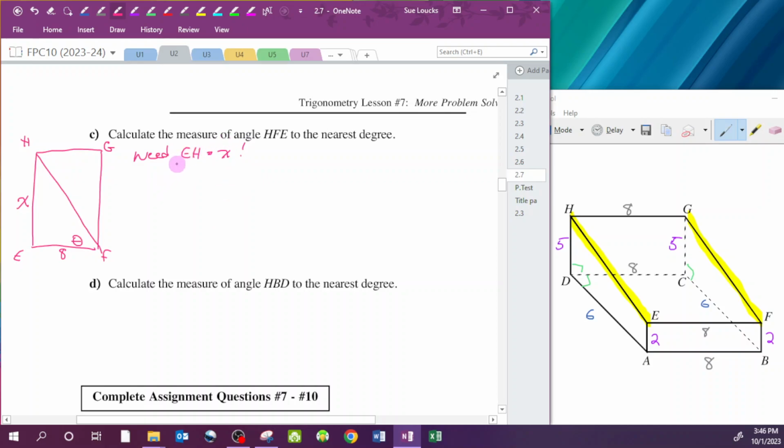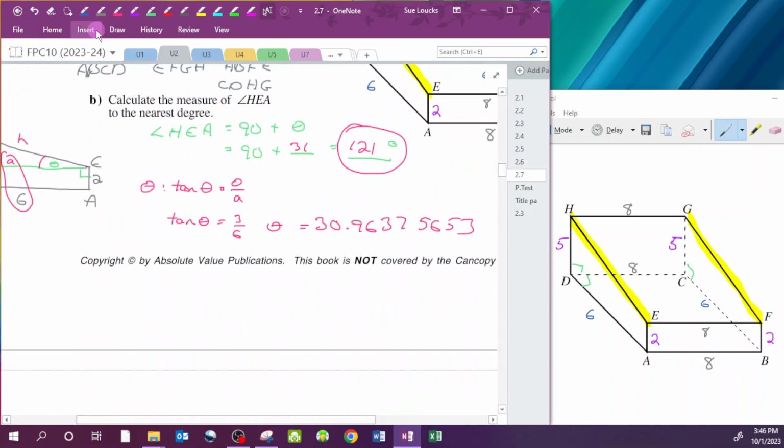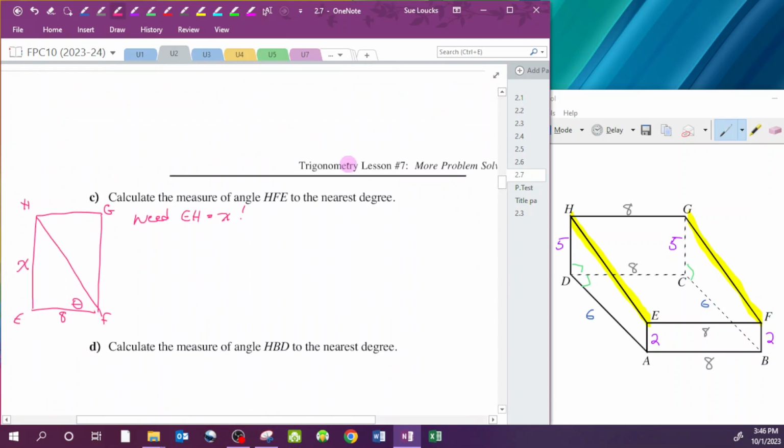So looking back at the diagram, EH, if we look up to this triangle that we had here, we can maybe find EH. So let's redraw that side triangle. There's lots of steps in these questions. So looking at the side, I just care about that triangle now. So this is 3, and this is 6, and this is X.